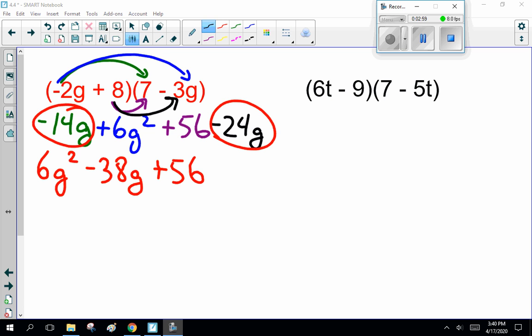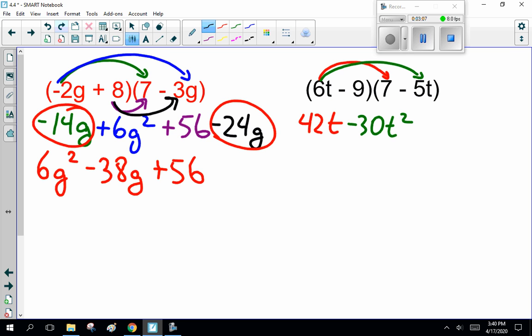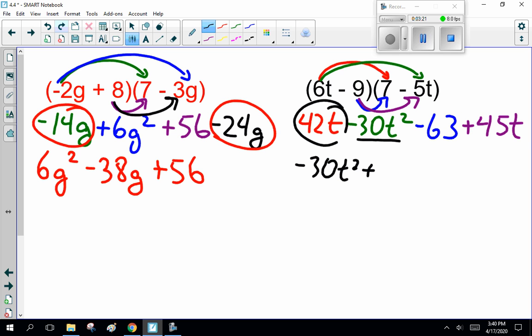So, let's check. Minus 6t times 7 is 42t. Minus 6t times minus 5t is minus 30t squared. Minus 9 times 7 is minus 63. Minus 9 times minus 5t should be plus 45t. Notice minus 30t squared is the biggest term. We got a 42t and a 45t, which comes to 87t, and minus 63 at the end. That's what I got. Check your answers. I might have made a boo-boo. All right?